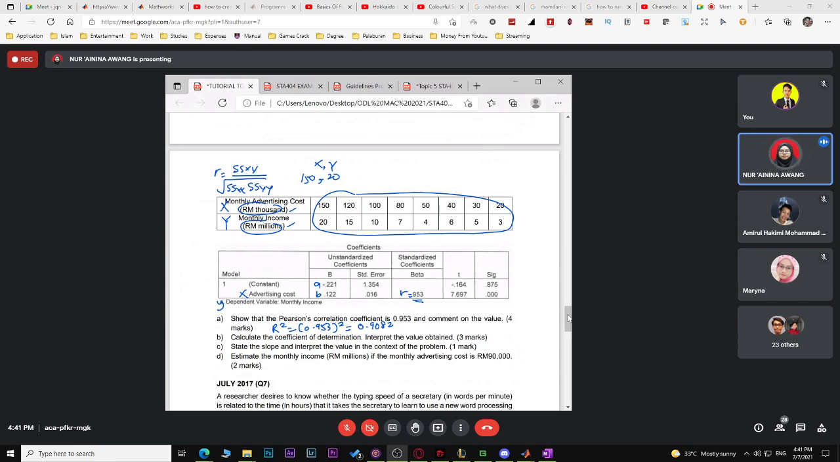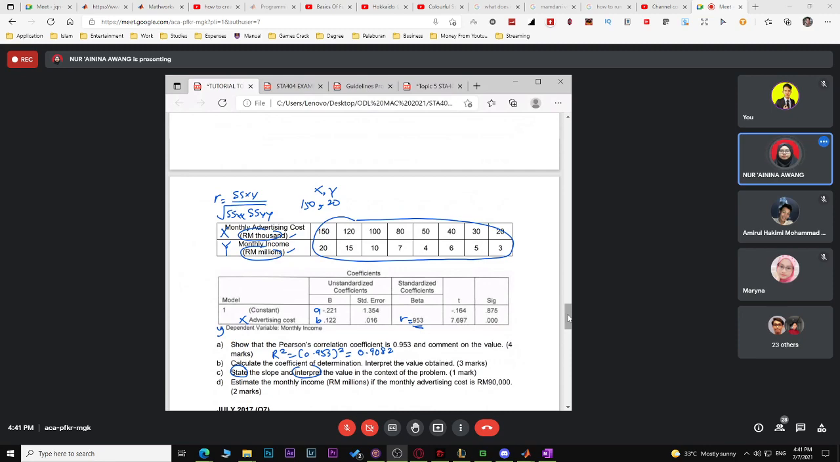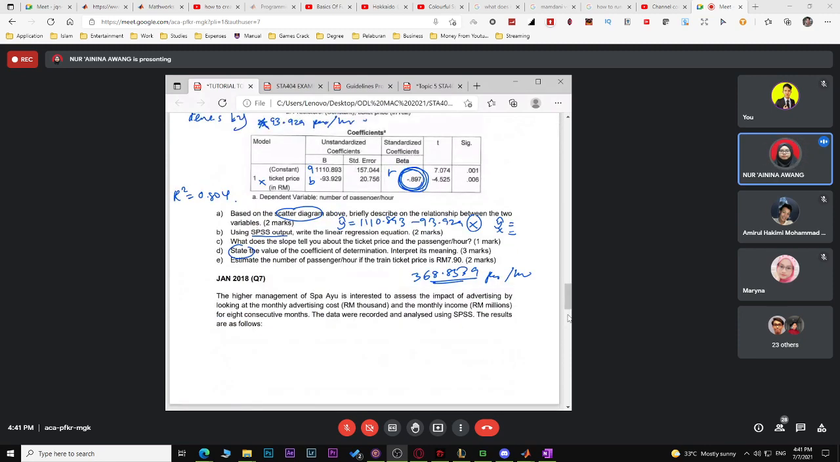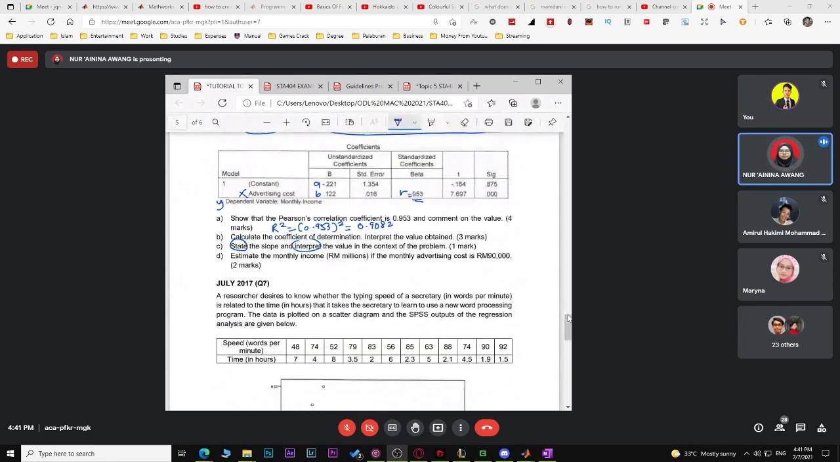And then C, state the slope and interpret the value in the context of the problem. So state, so soalan ni suruh state and interpret. So there is 2 questions. Okay, so kalau kita tengok the previous questions, the question just say that what does the slope tell you? So you just interpret, no need to state the slope. Okay, so kalau you state tak ada markah lah, tak ada masalah. But in this question, you need to state and also interpret. So kalau you just interpret the slope without state the value, so there is no mark for state. Okay, tak ada markah lah. So make sure bila soalan macam ni, you just state your slope.